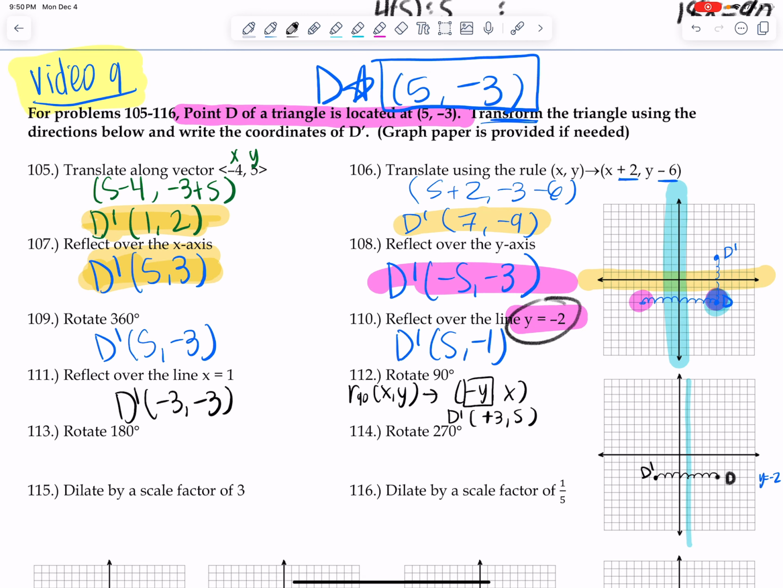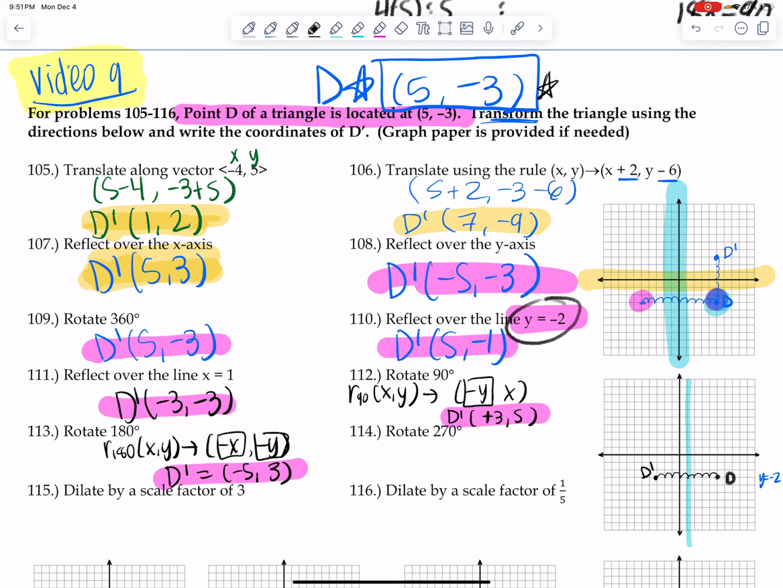Okay? Rotation of 180 is where you leave them in the same spot, but you switch both signs. So the first sign changes and the second sign changes. So what is my D prime going to be at? If the original was at 5, -3, that's going to be at -5, +3.